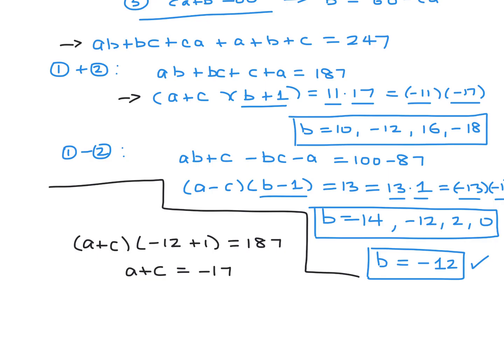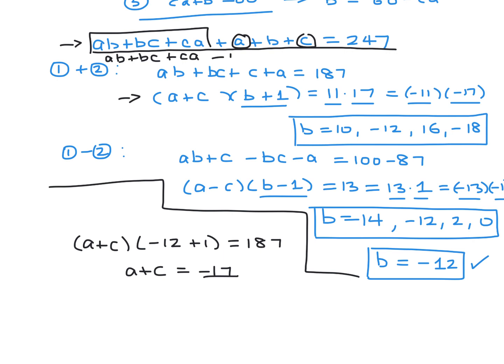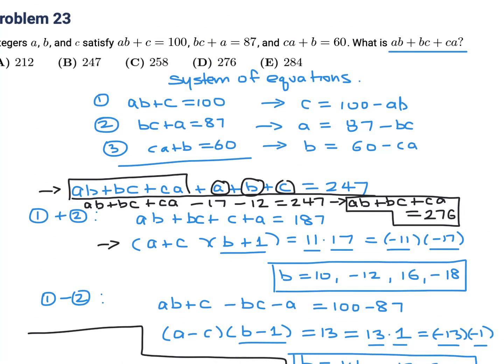So I'll just go back here and just work with that. So this is what we're trying to figure out: ab plus bc plus ca. a plus c, so this and this is minus 17. And then b is minus 12. And there we go. And then when you solve for this, ab plus bc plus ca will be 247 plus 29, so 276. And this is what they wanted. If you look at the question, they wanted this guy right here. So 276 is the answer, and that's going to be D.